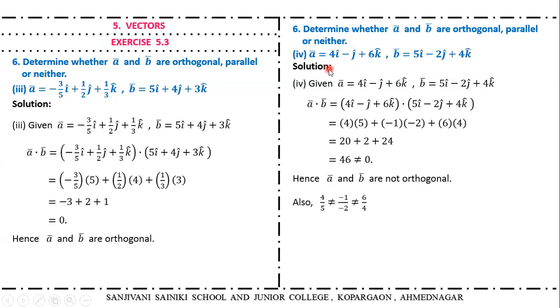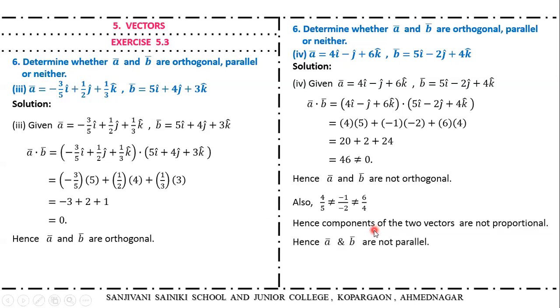Take the ratio of their components: 4 upon 5, -1 upon -2 and 6 upon 4. Each of these ratios is not the same. The first is 4 upon 5, the second is 1 upon 2, the third is 3 upon 2. So they are not equal, so the lines are not parallel. So in this case, the vectors are neither orthogonal nor parallel.